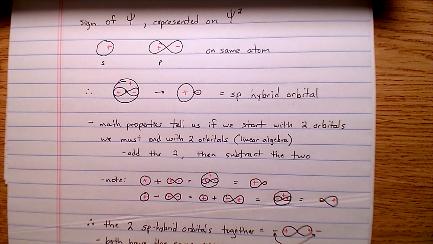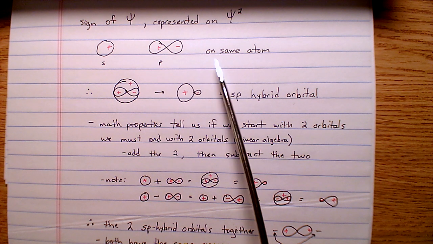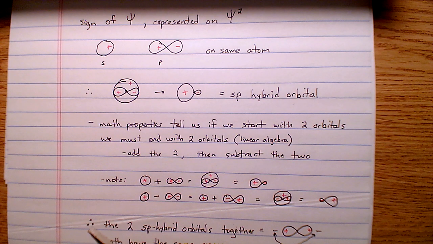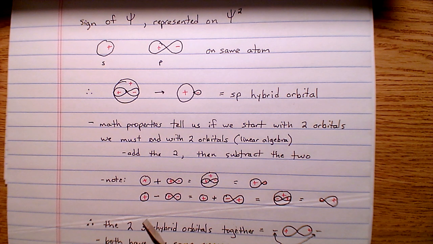So what we're going to do, though, to form hybrid orbitals is we're going to say, okay, here's an s orbital, here's a p orbital, and they are on the same atom. Like a carbon atom has the valence electrons, the 2s and the three 2p orbitals, all on that same carbon nucleus. So let's just look at what would happen if we took an s orbital and a p orbital.